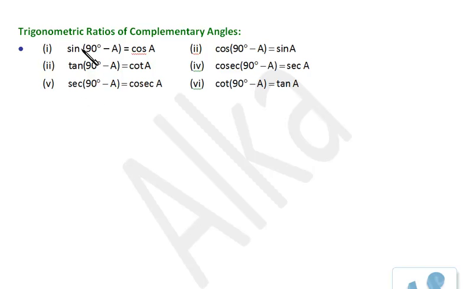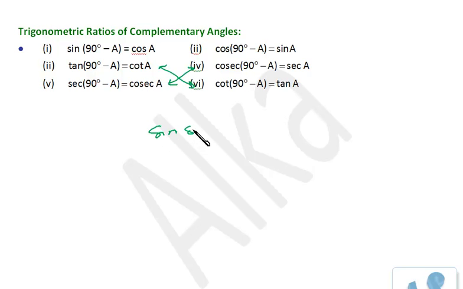The next important thing: sine of 90 minus A is cos A, and cos of 90 minus A is sin A. Tan of 90 minus A is cot A, and cot of 90 minus A is tan A. Sec of 90 minus A is cosec A, and cosec of 90 minus A is sec A. So these relationships you must also know, right?